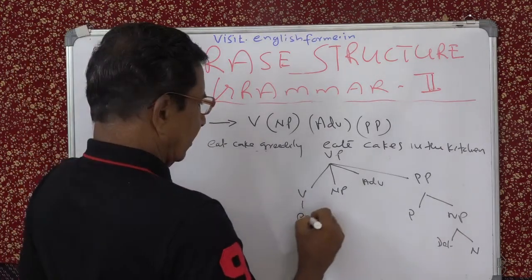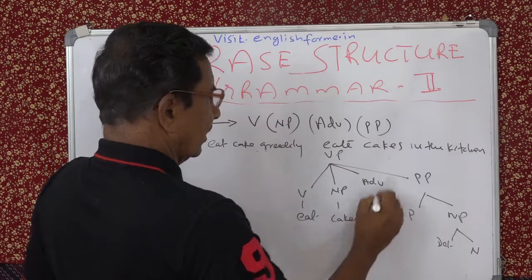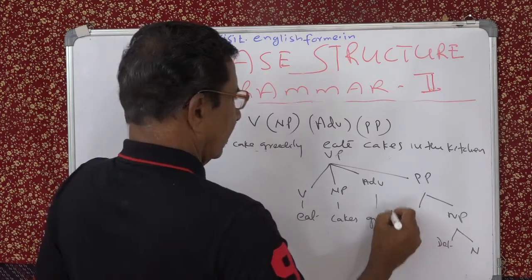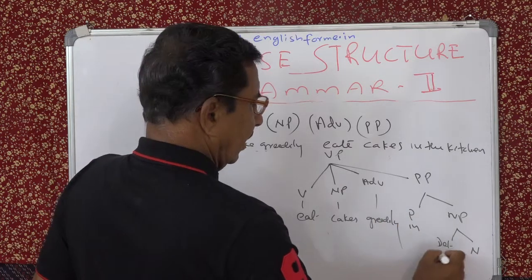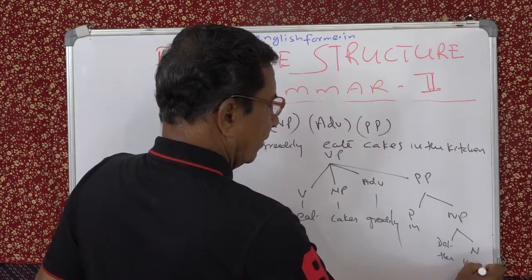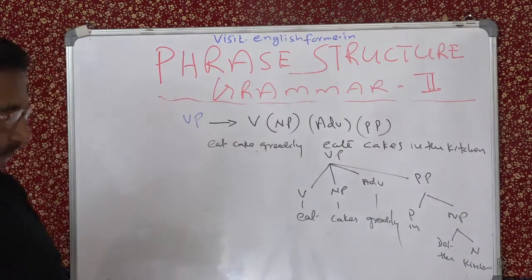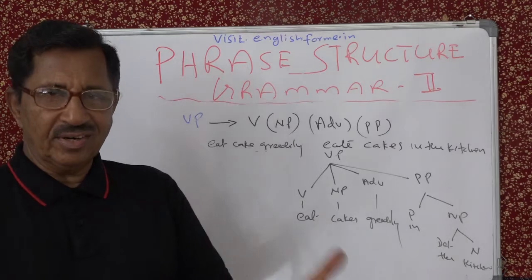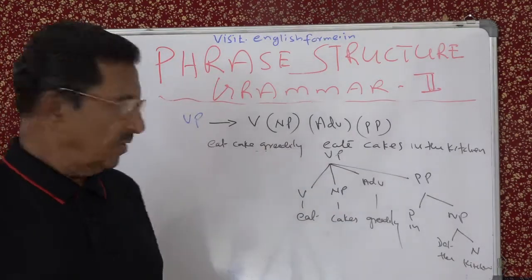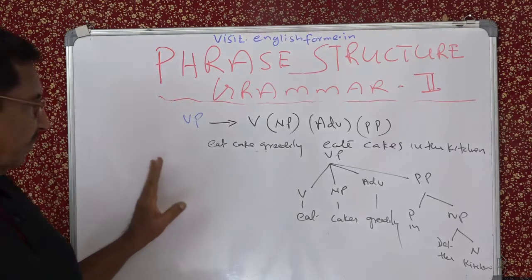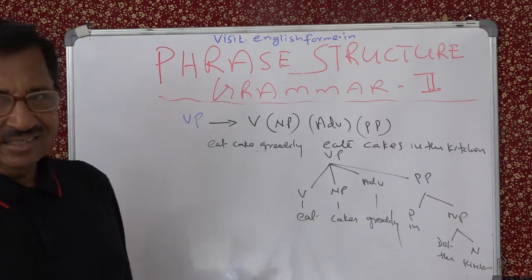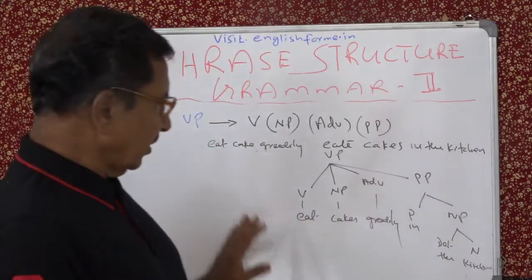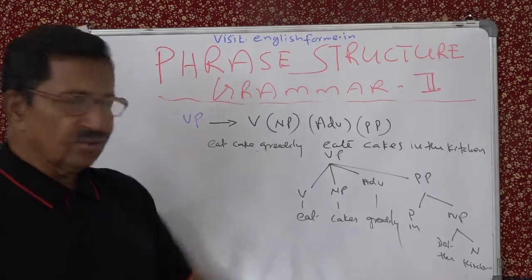eat, cakes, greedily, in the kitchen. See, pretty good. So this is comparatively fully developed. You can have more words added to this. You can say "tasty cake," and then you have to expand your tree diagram. That's all. So there you are: eat cakes greedily in the kitchen.